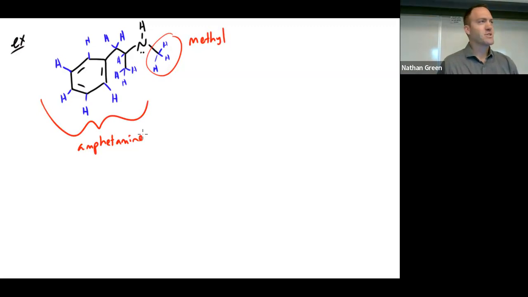I do not endorse drug use in here, but methamphetamine is very much an organic target, and we will talk a lot about the structure, properties, and how to make meth later on in class. But for now, we'll just worry about the skeletal structure of it.